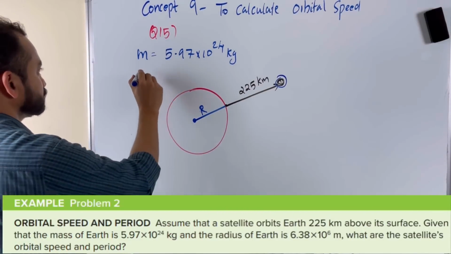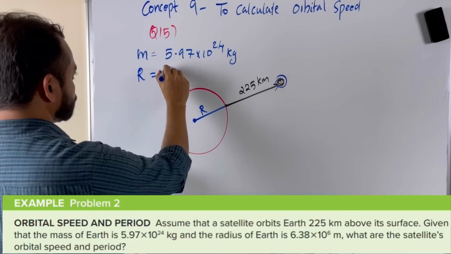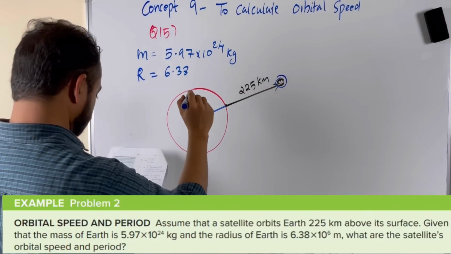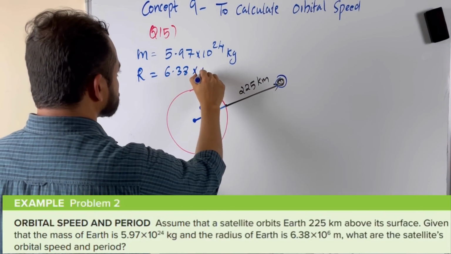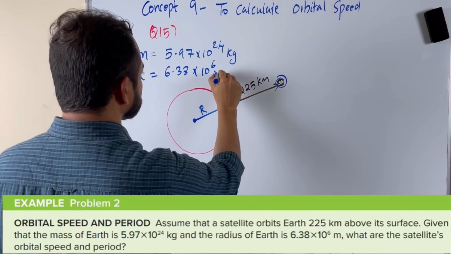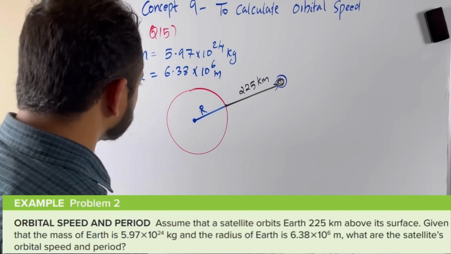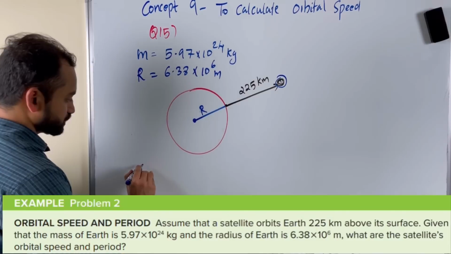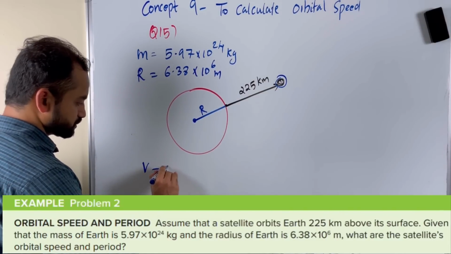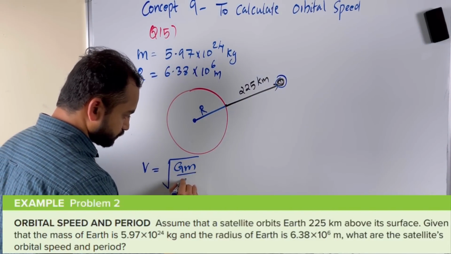And the radius of the Earth is 6.38 times 10 to the power 6 meter. First we need to calculate the orbital speed. The equation to calculate orbital speed is v equal to square root of GM divided by r.